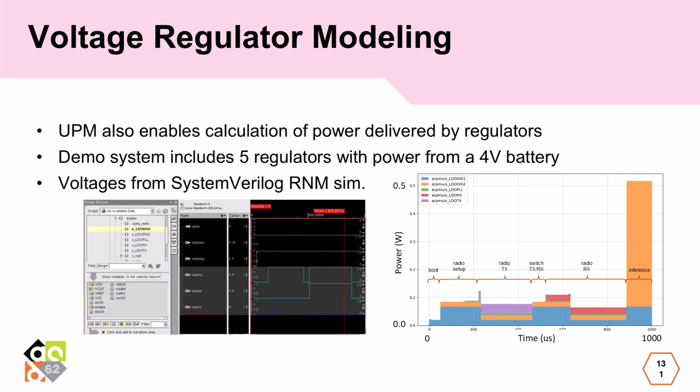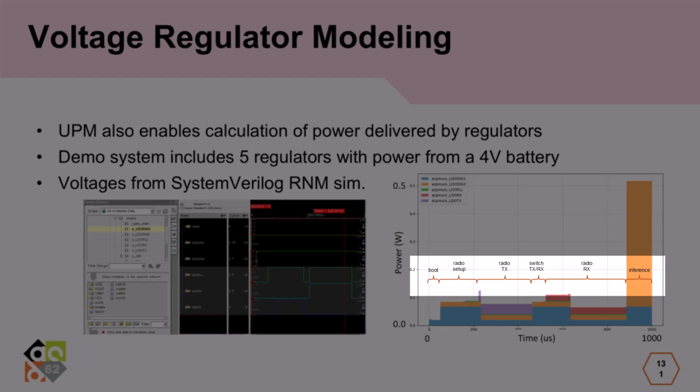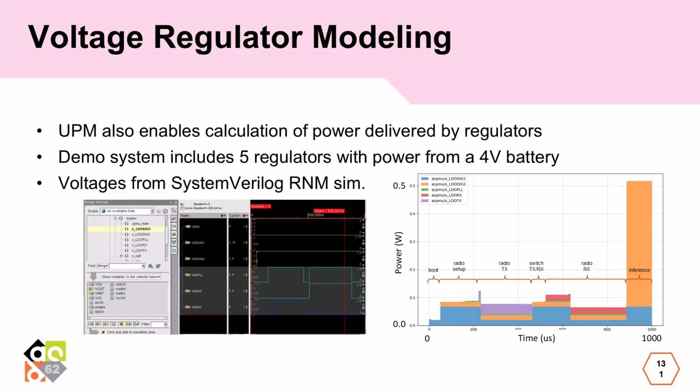On the right here is a power trace generated for us by PowerCalc, broken out by the various LDO outputs, and we've labeled the various stages of power sequencing in the system. You can see, for example, that during radio transmit, there's minimal power in the LDO Dig1, which represents the RISC-V, but a lot of power in the radio transmit LDO.